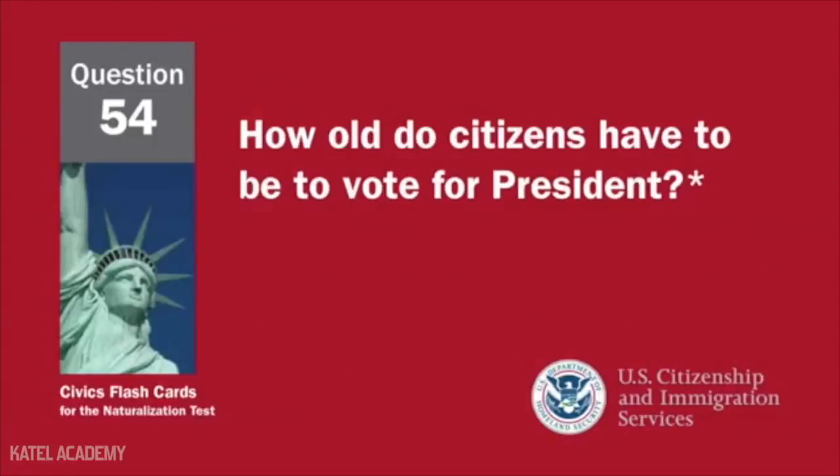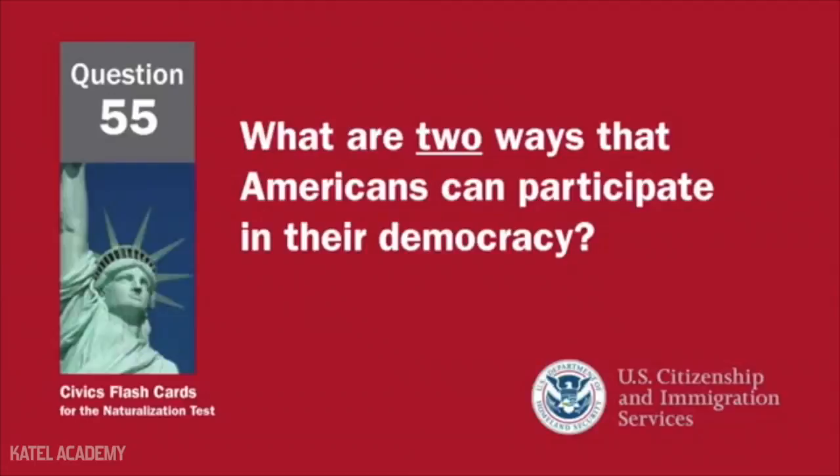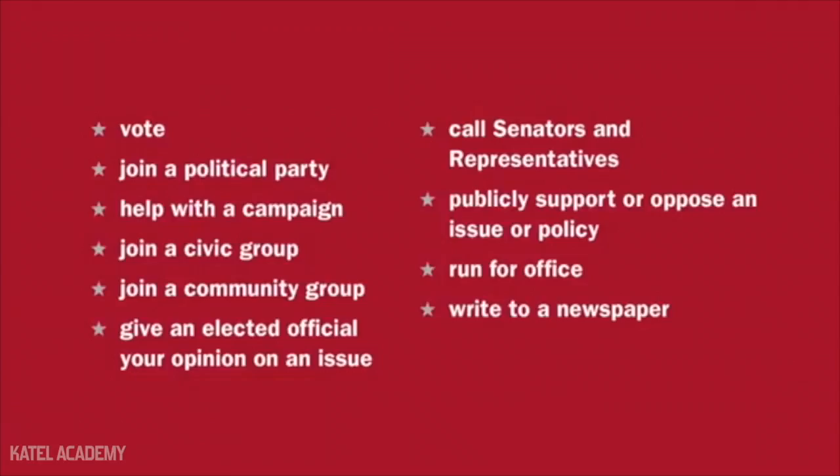How old do citizens have to be to vote for president? 18 and older. What are 2 ways that Americans can participate in their democracy? Vote.